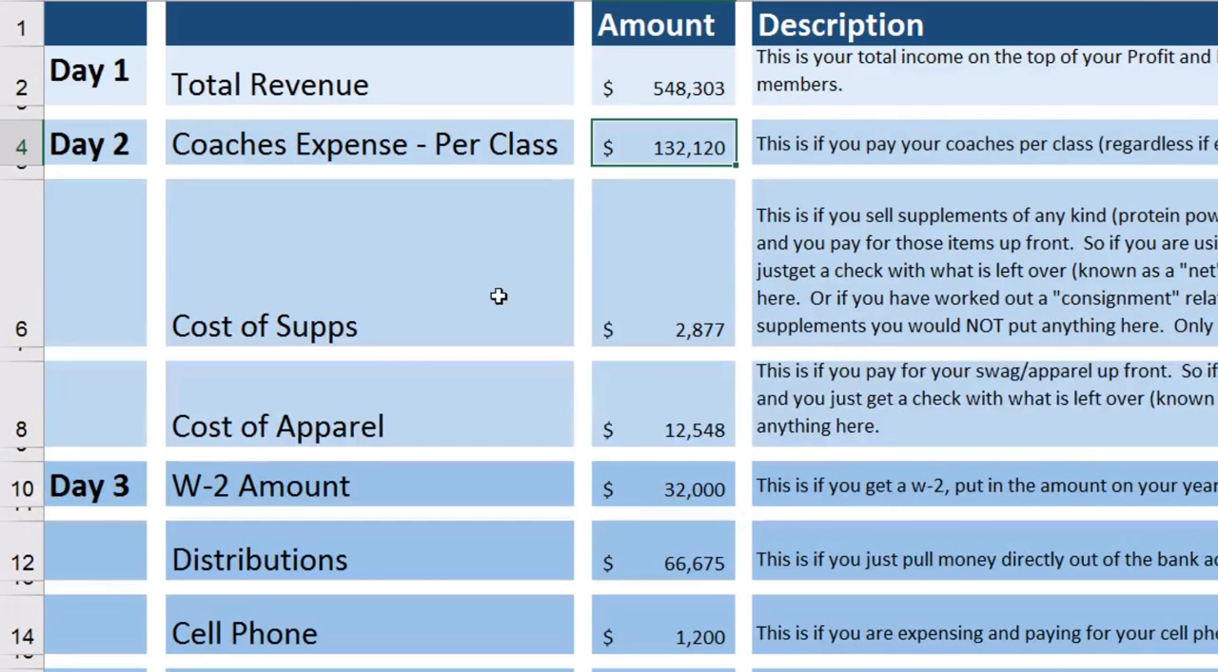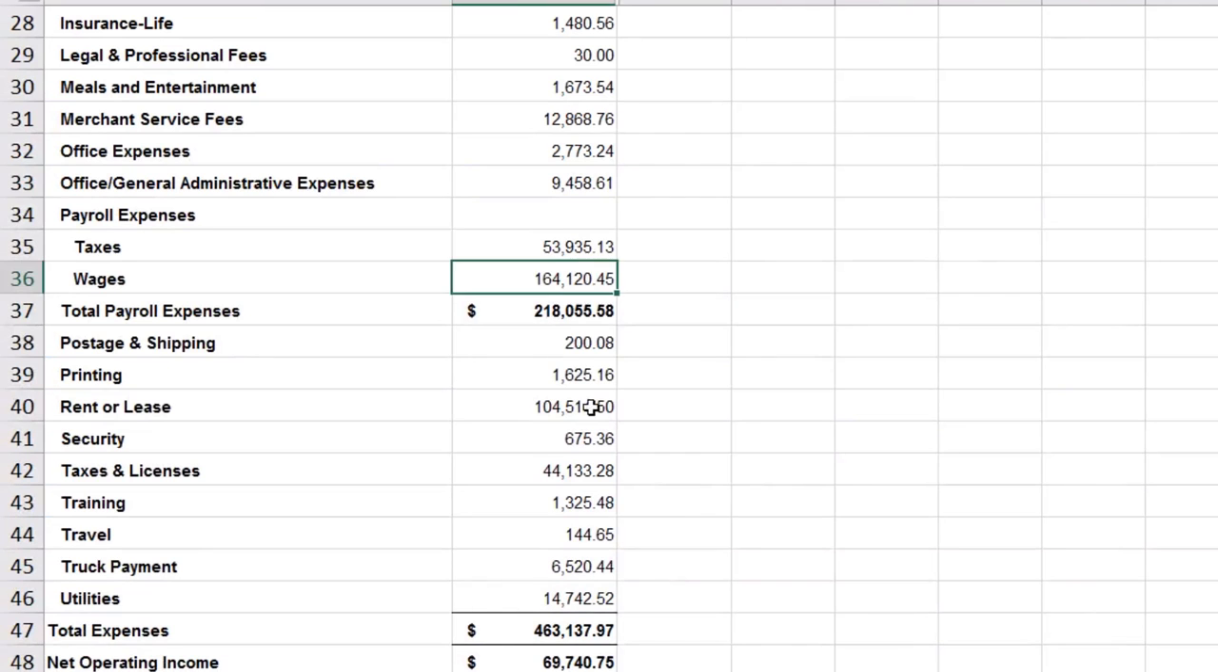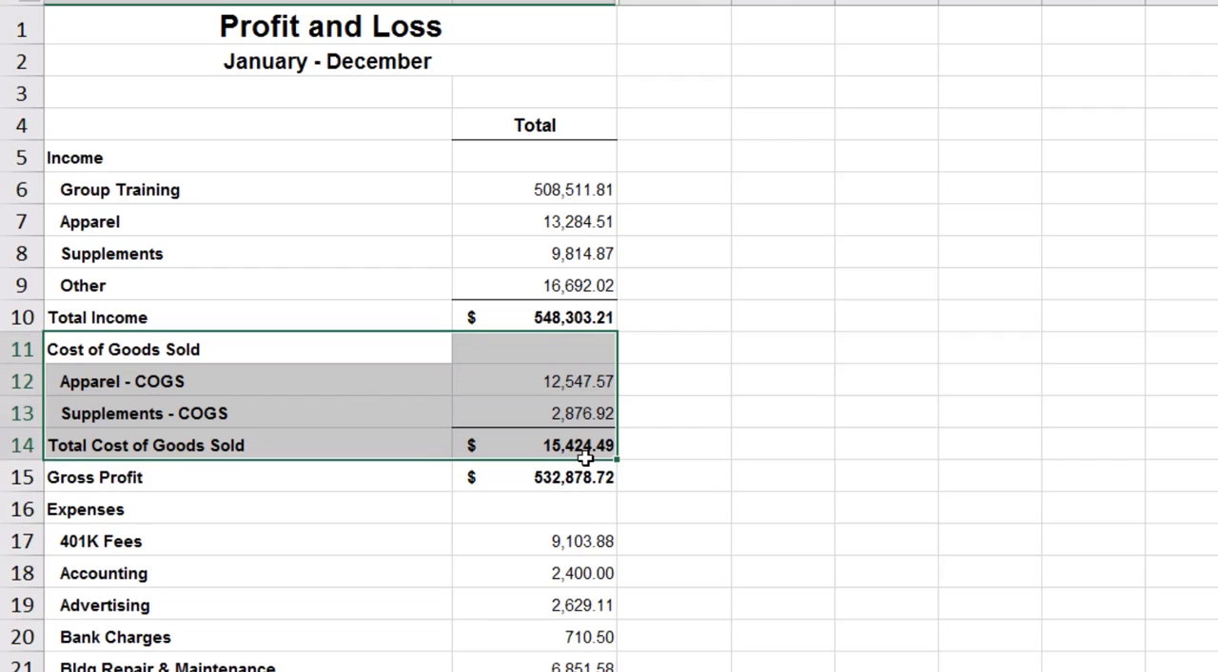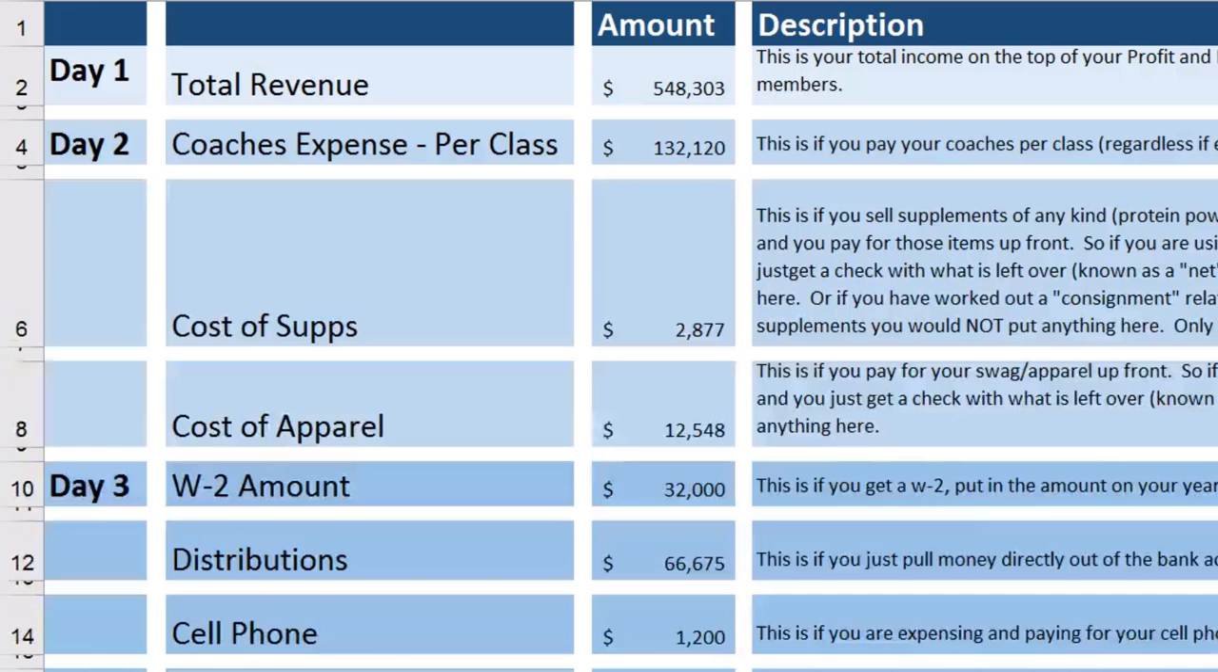The next line item, cost of supplements and cost of apparel. For the sake of how we have these financials structured, it is not part of total expenses because it's in this section under cost of goods sold. So you want to check to make sure where your numbers are coming from. Since mine are not part of total expenses, I am not taking them out.